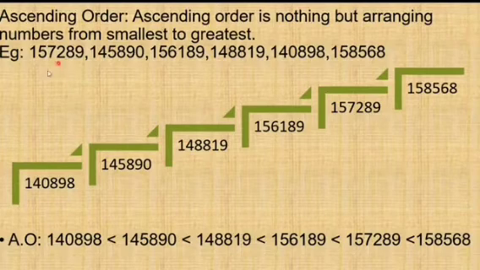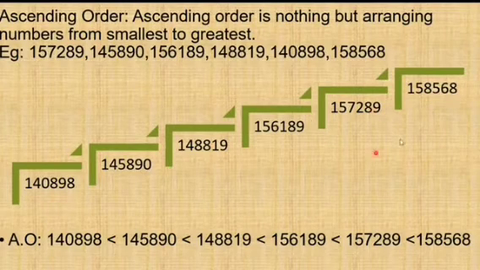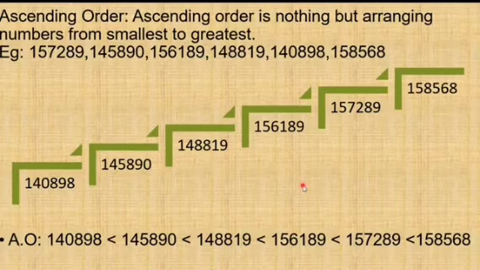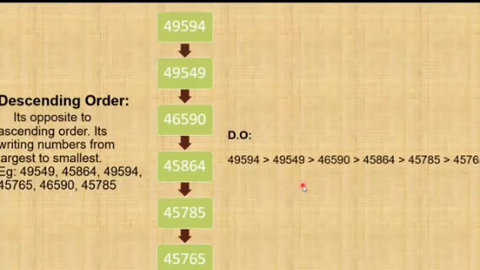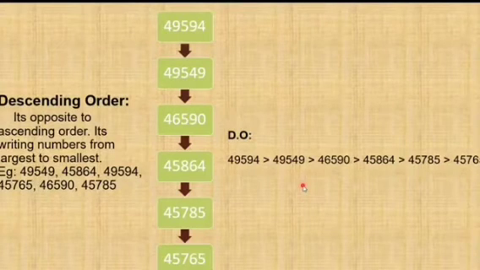If you see the example here, it's all jumbled, not at all in order. So we put it in order wherein the lowest number comes at the first place and the highest number goes to the last place. I hope all of you understood this, children. Now we move on to the next, quite opposite to ascending order, which is called descending order.